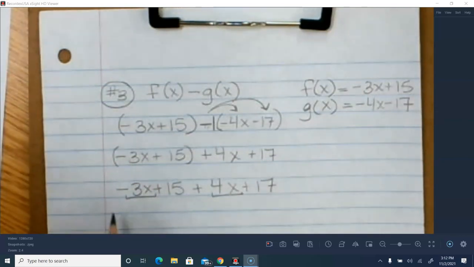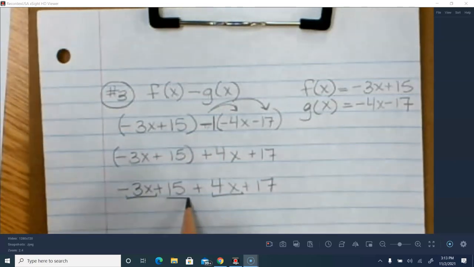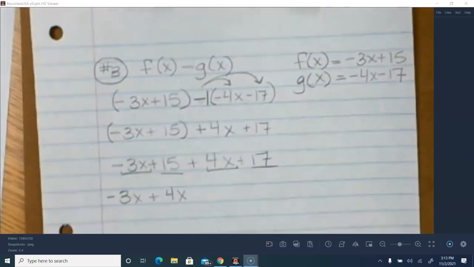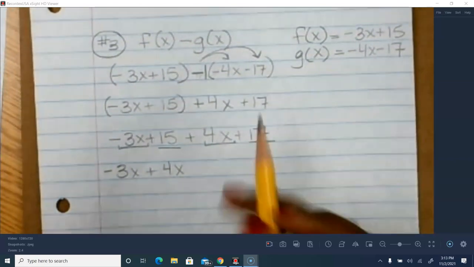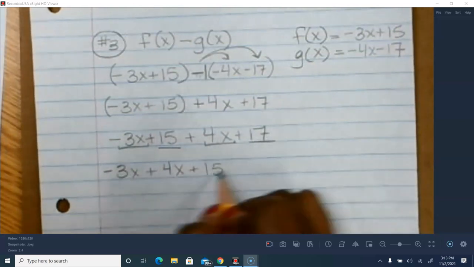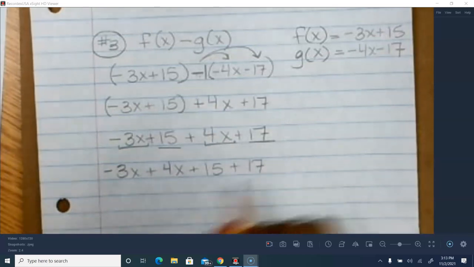I'm going to put them together, and I'm going to use the commutative property to rewrite the like terms and put them side by side. So I'm going to rewrite this expression as negative 3x. This is a positive 4x. The sign in front of the number comes with the number. I'm going to pay close attention to my structure so that everything is lined up. And then I have 15 and positive 17, so positive 15 and positive 17.